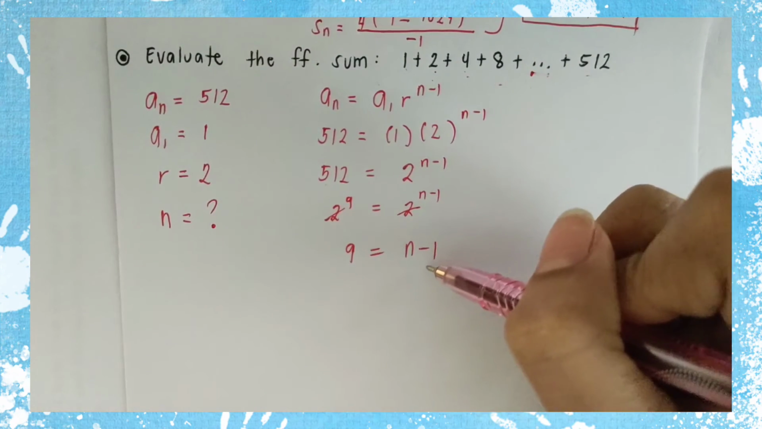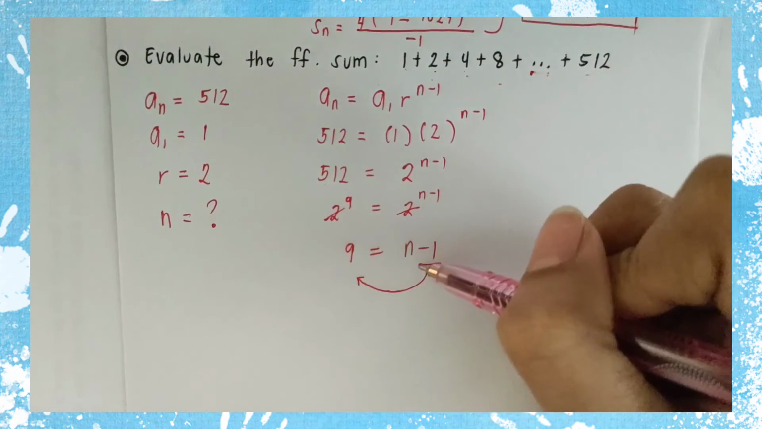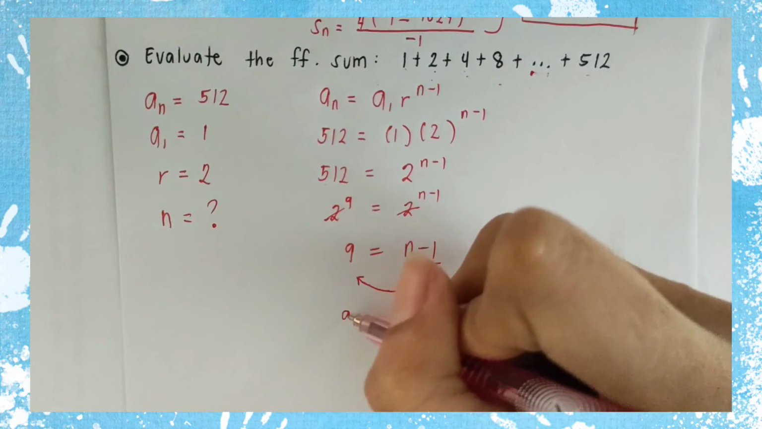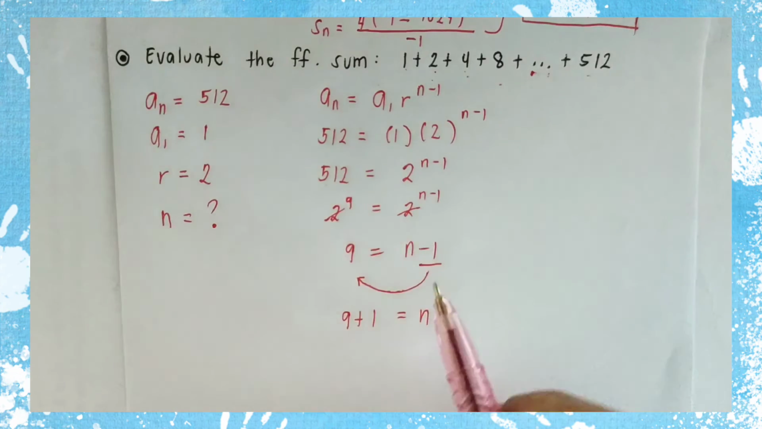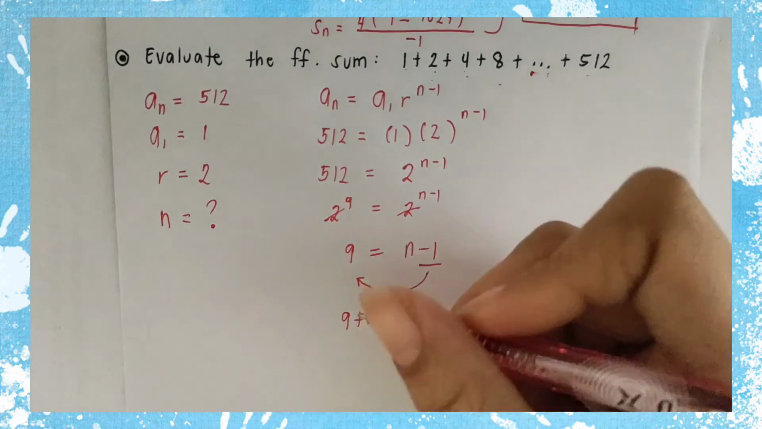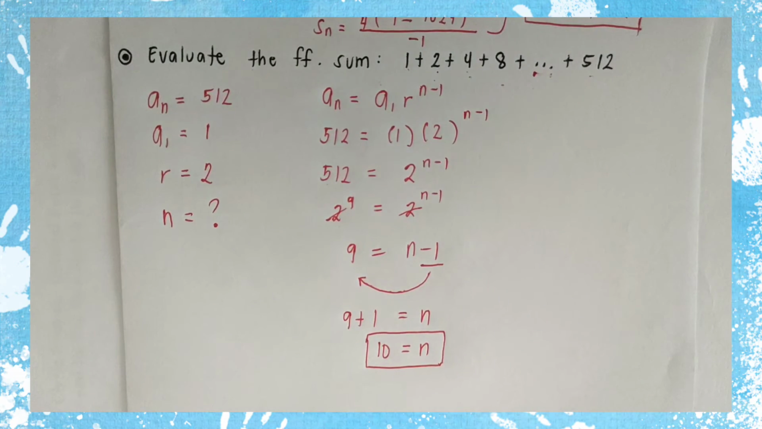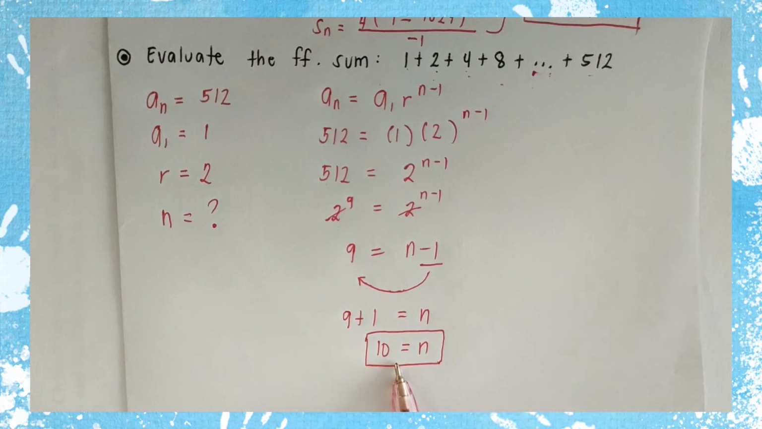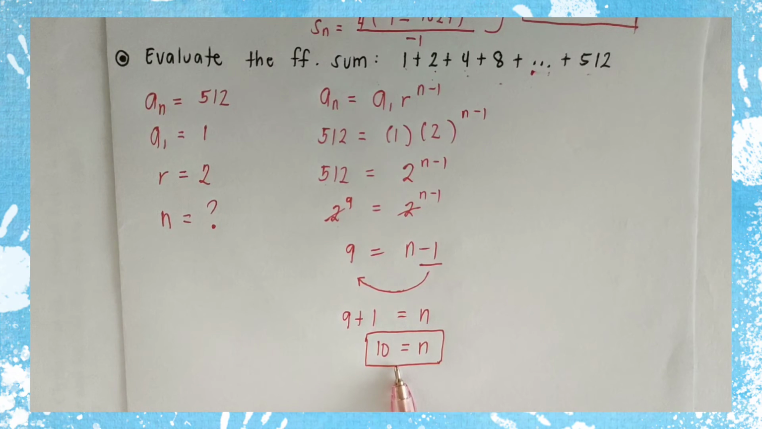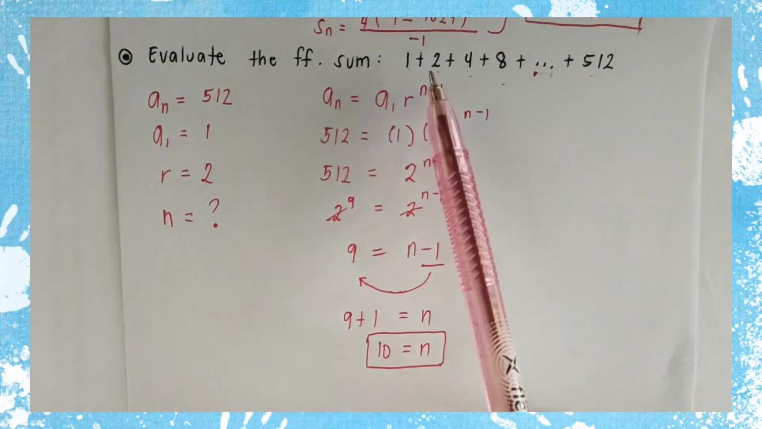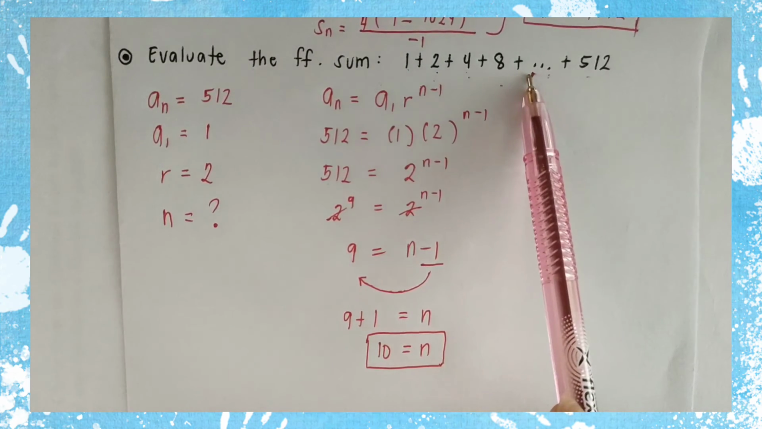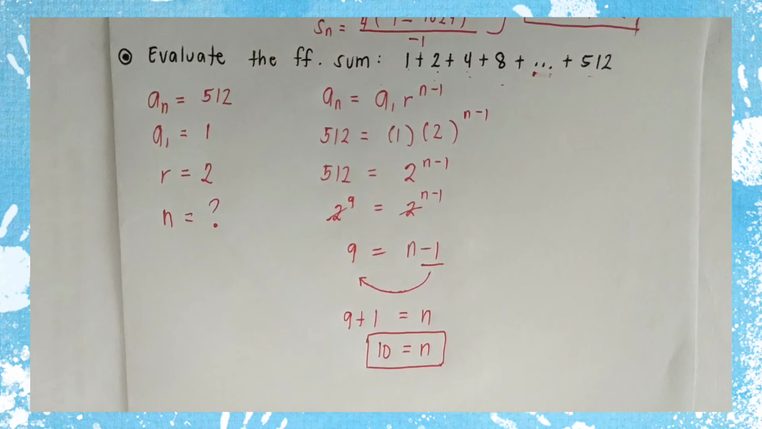Then, transpose negative 1 to the left side so that n will only remain on the right. We have 9 plus 1 is equal to n. The sign of 1 changes into positive. So, compute 10 is equal to n. Meaning to say, or therefore, the 10 here is the number of terms for the given geometric sequence. There are 10 terms here for the given geometric sequence. Now let us evaluate the sum of 1, 2, 4, 8, and then there are 10 terms here plus 512.